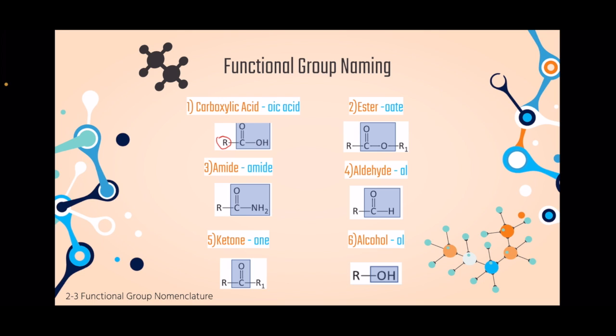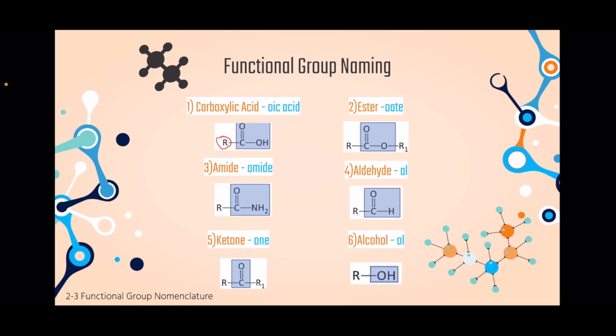So for the second one, it's an ester, which is a double bonded O and a single bonded O attached to the carbon, and it ends in -oate. The amide is a double bonded O and an NH2 group attached to the carbon, and it ends in -amide. For aldehyde, it is a double bonded O and an H attached to the carbon, and it ends in -al.